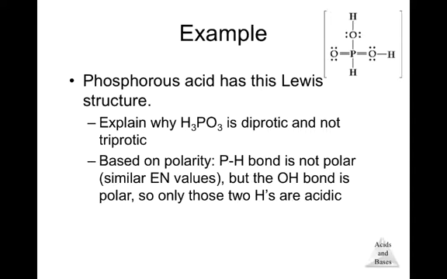Well, think about polarity. The PH bond is not really all that polar, right? So pretty similar EN values. But the OH bond is very polar. So those guys are going to be the ones that are more acidic. These guys are going to be ones that are more likely to drop off that OH. This is going to be holding on to it a little bit more closely. So that's why it tends to only give up 2 hydrogens.